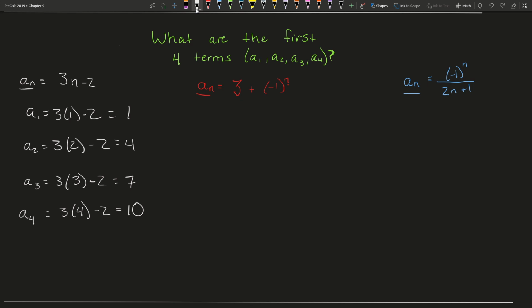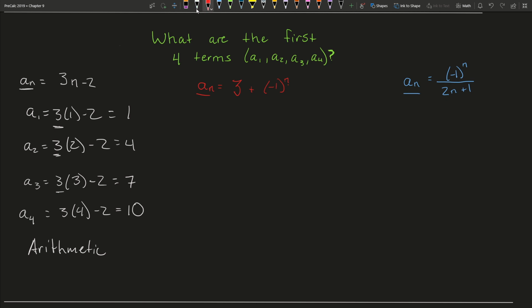This sequence, and you don't have to know this right this second, is called arithmetic, because all we're doing is adding 3 over and over again. On the first one we added 3 once, on the second one we added 3 twice, on the third one we added 3 three times, and so on. We'll get to actual rules for arithmetic and geometric sequences later, but right now we just need to be able to find terms.